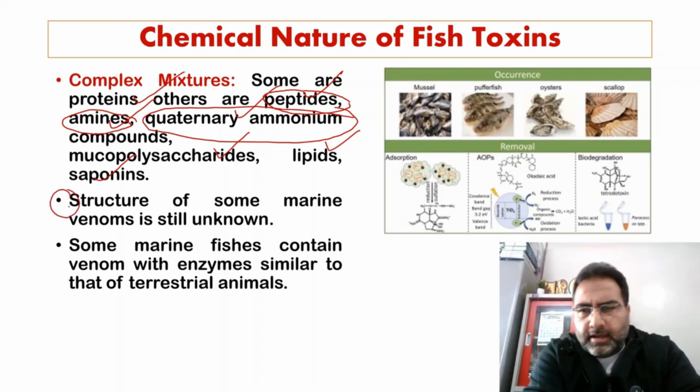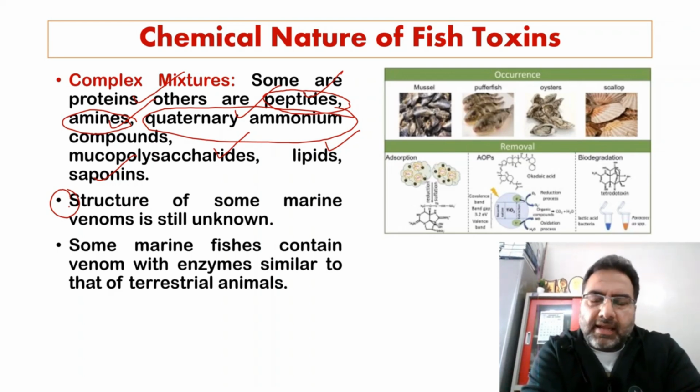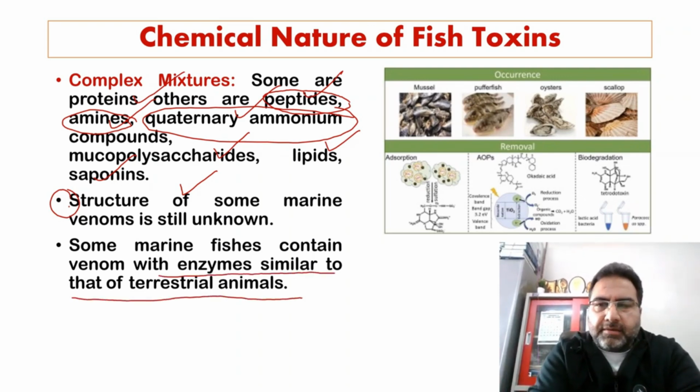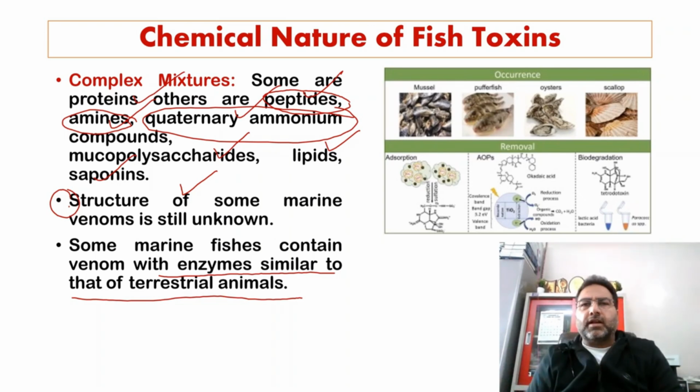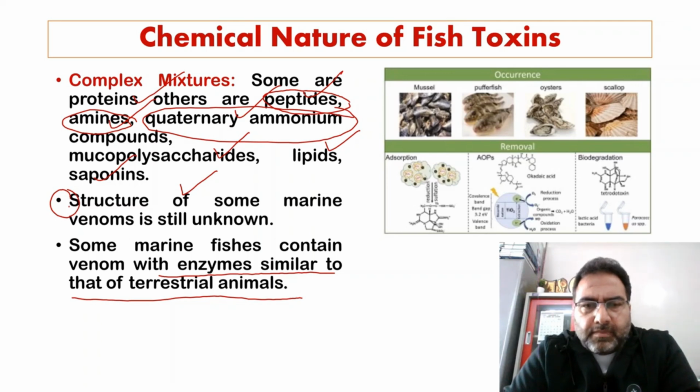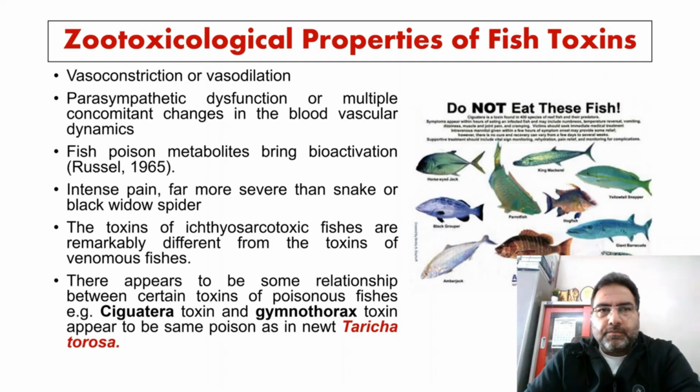As I told you in my earlier slide, this study is under-researched. These aspects are understudied. The structure of some marine venoms is still unknown, and marine fishes contain venom with enzymes similar to those of terrestrial animals. And it has come to be known that whatever venoms have been studied were almost found to be similar to those of terrestrial animals.